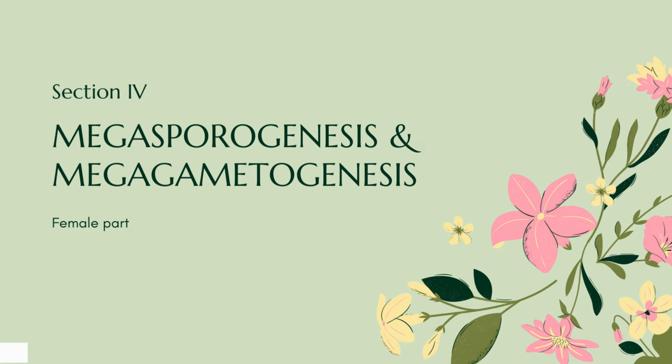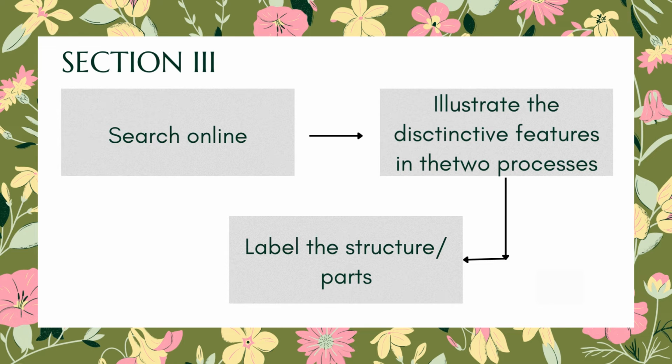Section 4 is the megasporogenesis and the megagametogenesis. These processes take place in the female reproductive parts of the plant. The methodology for Section 4 includes the following. First is to search for online references of the 2 processes, megasporogenesis and megagametogenesis. Next is to illustrate the distinctive features in the two processes, and lastly is to label its structures and parts.